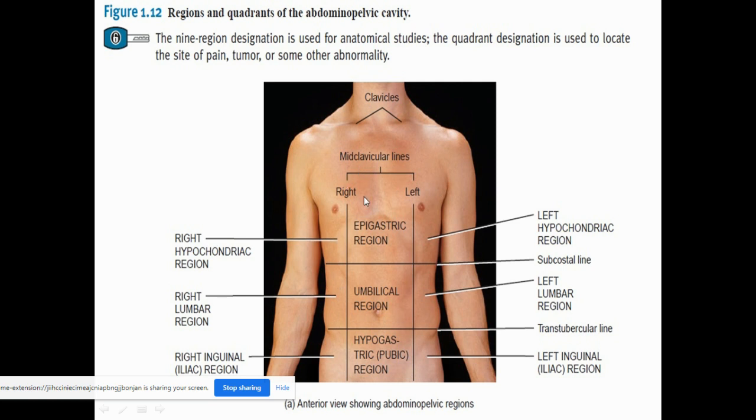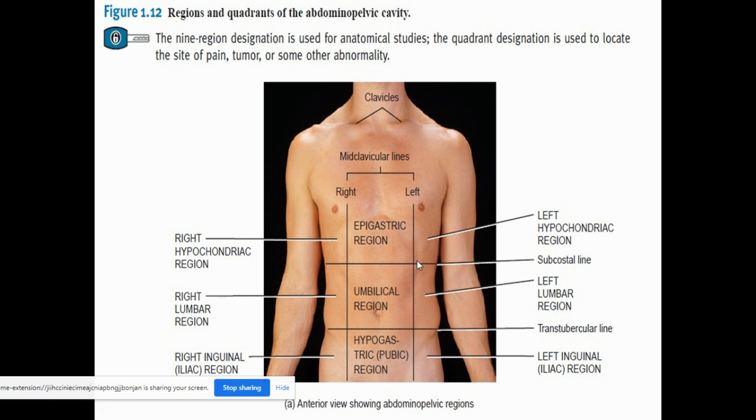So this again divides the body vertically. You have the right and left side of the epigastric region called the right and left hypochondriac region, and the central region is divided into the right and left lumbar region, and the lower region is divided into the right and left inguinal or iliac region. So totally you have 9 regions or 9 quadrants. The body is divided into 9 quadrants.